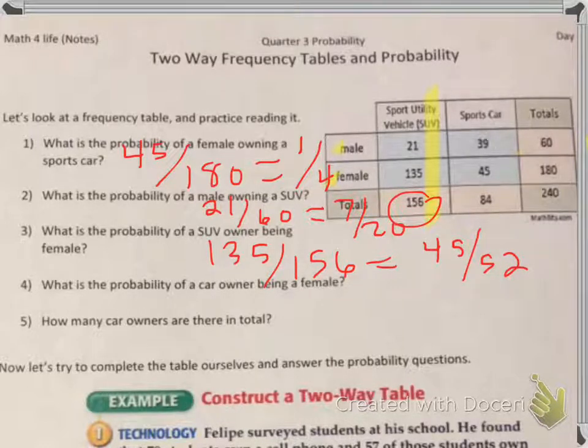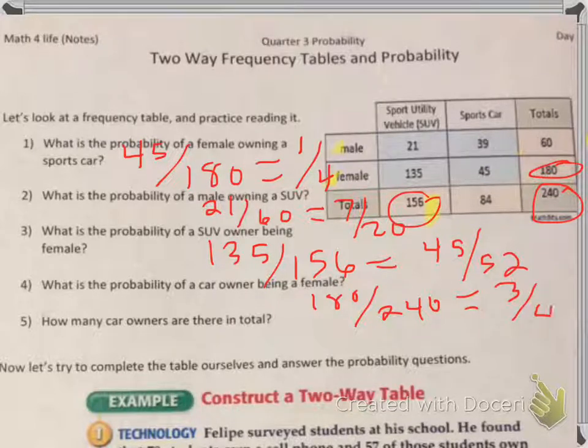Number 4 says, what is the probability of a car owner being female? Well, when we look at this, how many car owners are there total? There's a total of 240 car owners. How many of them are female? That's 180. So you're going to do 180 over 240, and then just reduce that on your calculator. 180 over 240 reduces to 3 over 4.